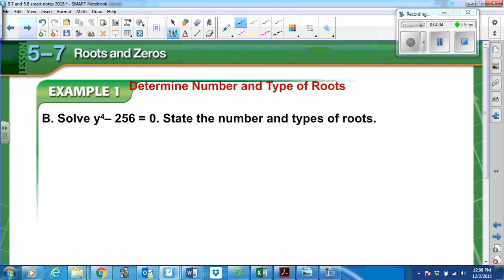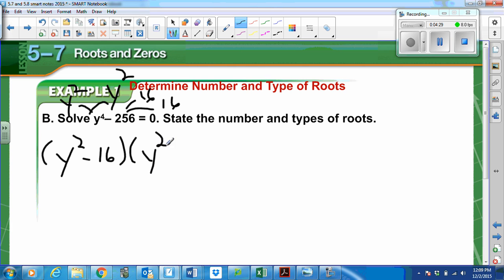Solve y to the fourth minus 256. So I have 2 terms. I'm looking at that saying, do I have a difference of perfect squares? So do I have a perfect square in y to the fourth? And yes, I do. That would be y squared times y squared. And do I have a perfect square in 256? And I do. It's 16 times 16. So I have a difference of perfect squares. So I'm going to say y squared minus 16 and y squared plus 16 equals 0.